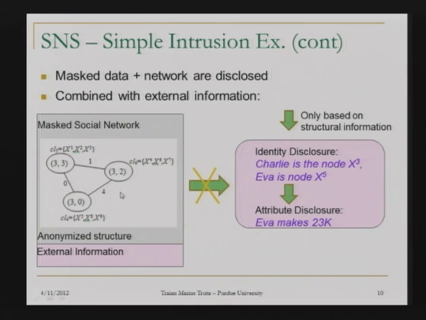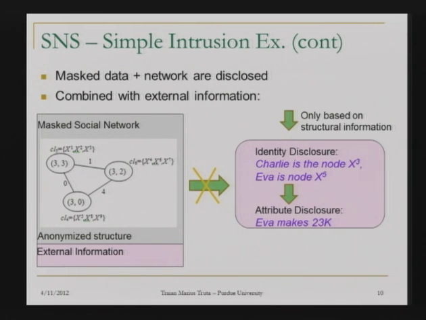But this kind of masked social network can be revealed, and if this masked social network is revealed instead of the previous network, then none of the information revealed before, that Charlie is the node X3 and Eva is the node X5, could be revealed. So this better protects the sensitive information in the social network.